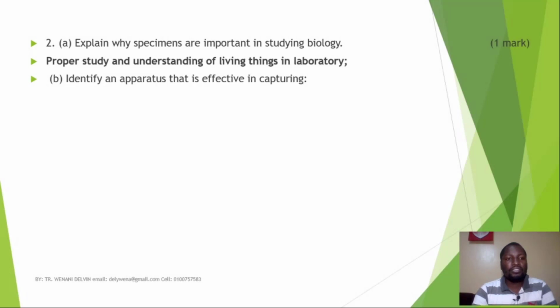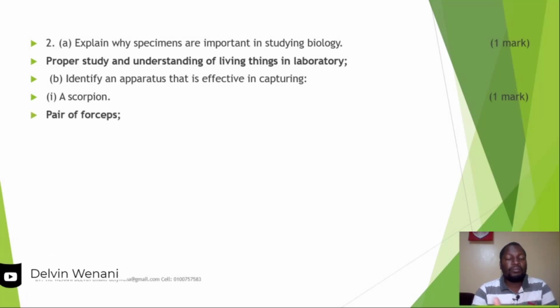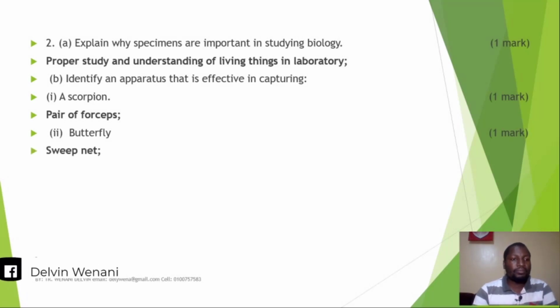Another question: identify an apparatus that is effective in capturing a scorpion, for example. We know what a scorpion is, and remember, a scorpion has poison glands. So we use a pair of forceps. Remember, it's very poisonous, so a pair of forceps will work. For highly mobile animals like a butterfly, we use a sweep net; you sweep them around.